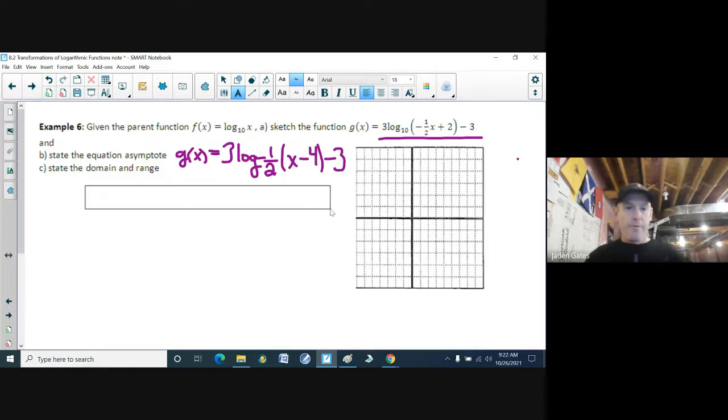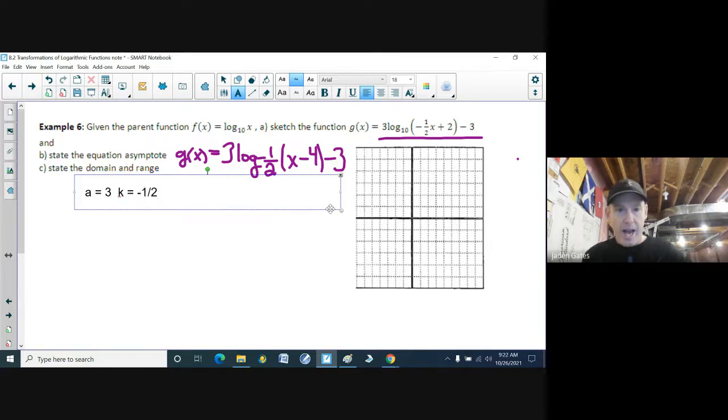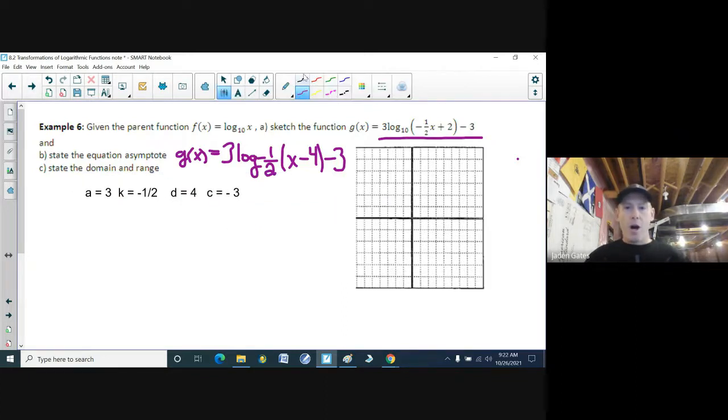And so now my a value is 3. My k value, which I can properly identify now, is negative 1/2. My d value is 4, and my c value is negative 3. So we have a lot going on with this one. First of all, the d value. If this graph is shifted right 4, then my VA is shifted 4. So I have a VA at x equals 4.